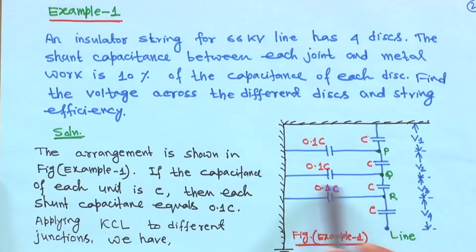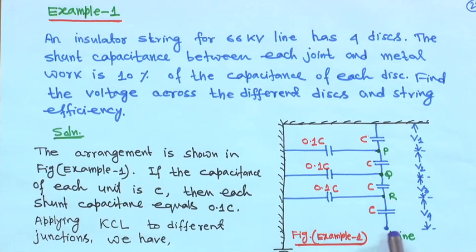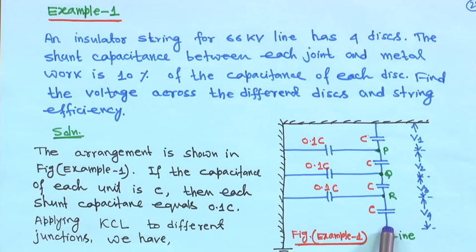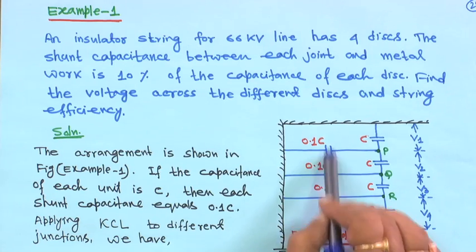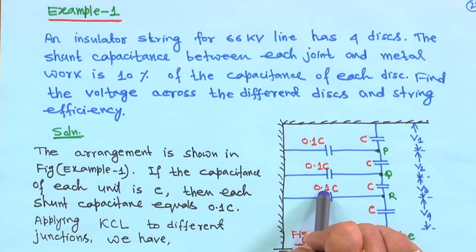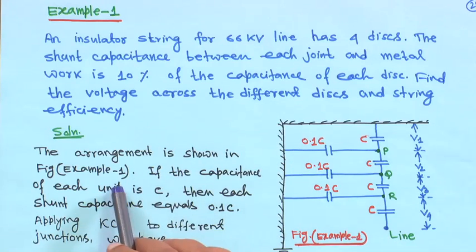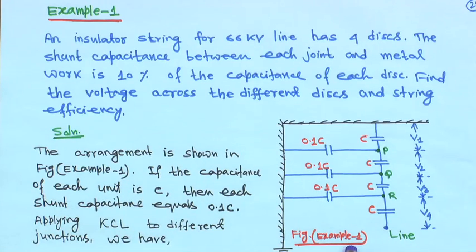For this from 1, this is from 1, this is from 1, and nothing will be there because it is a line actually, the line conductor is connected here. So, if you have n number of units in the string, that means you have n minus 1 number of these shunt capacitances, right. So, the arrangement is shown in the figure, this is figure example 1. If the capacitance of each unit is C, then each shunt capacitance is equal to 0.1 C.